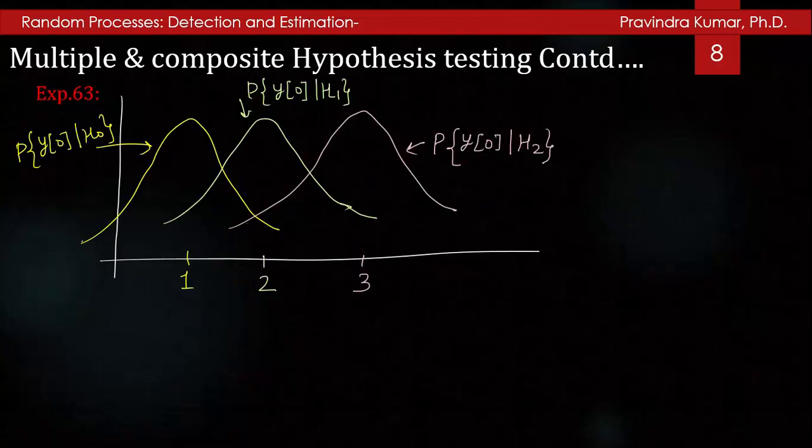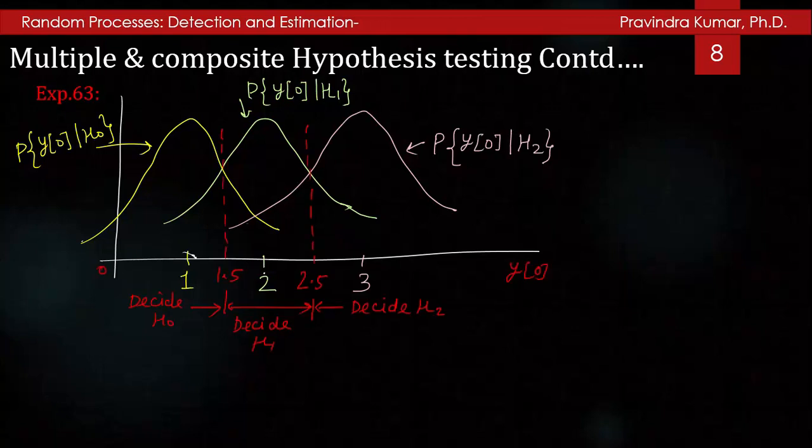The PDFs under these three hypotheses are as follows. This is the PDF under hypothesis H0 with mean 1, and with mean 2 the PDF under hypothesis H1 is this, and with mean mu3 the PDF under hypothesis H2 is this. So these are the threshold values 1.5, 2.5. The prior probabilities are equal here.